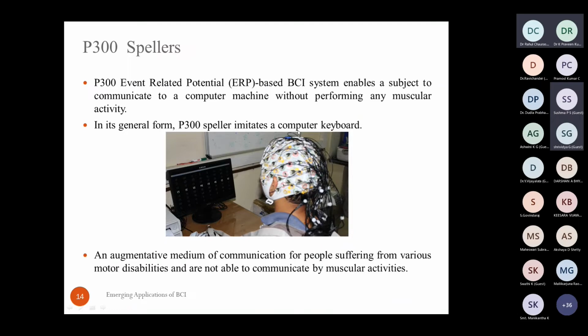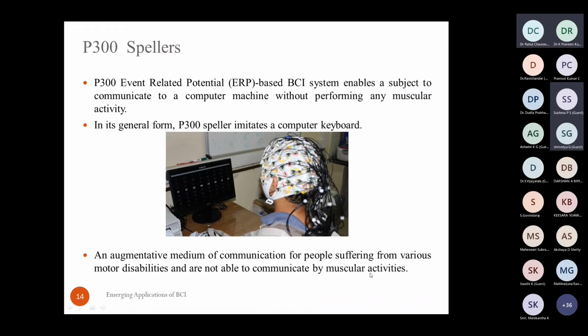It imitates a computer keyboard. Basically, in a computer keyboard you are typing by hand, but in brain-computer interfacing you are typing the characters using your brain, not using hands or speaking. It's an augmentative, a new medium of communication for people suffering from various motor disabilities. They are not able to move or do some muscular movement and are not able to communicate by muscular activity.